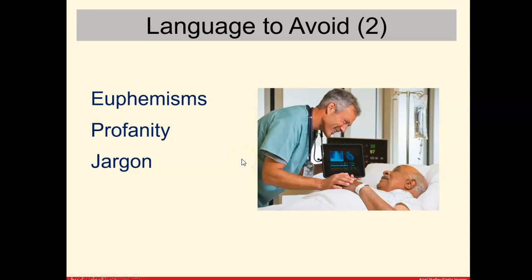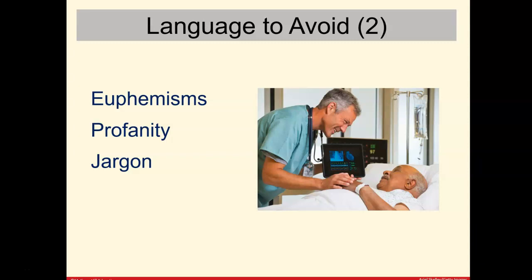Avoiding the use of euphemisms. Euphemisms are pleasant sounding terms that are used for less than pleasant sounding experiences. For example, you see here in the picture, a physician and a patient in a hospital bed. The physician may say, well, tomorrow you're going to have a procedure, as opposed to tomorrow you're going to have open heart surgery. It sounds different. It sounds a little better when you call it a procedure than when you use the word surgery.